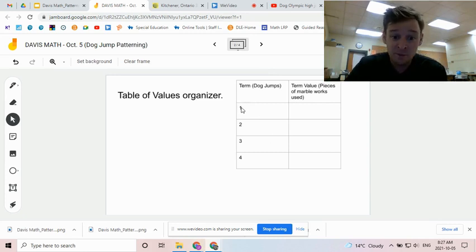So in the first jump, that would be term 1. In the second jump in the video, that would be term 2. The third jump in the video would be term 3, and the fourth jump in the video would be term 4. The video only shows 4 jumps. So we're working with only the information from the video in this table.